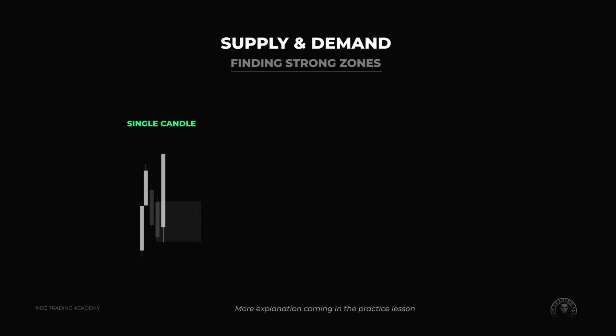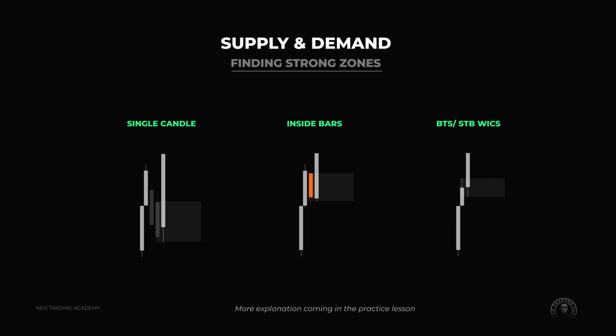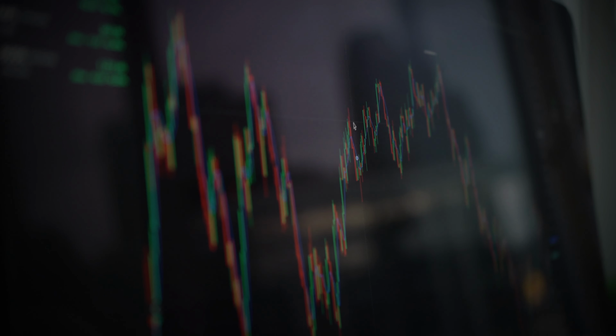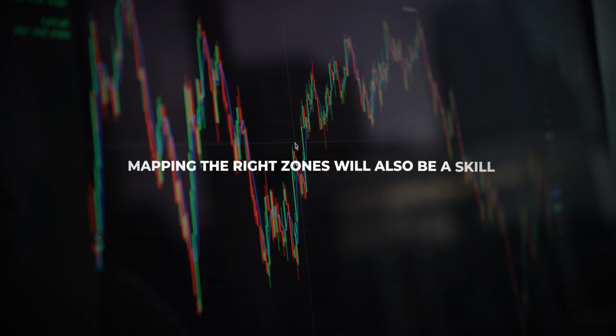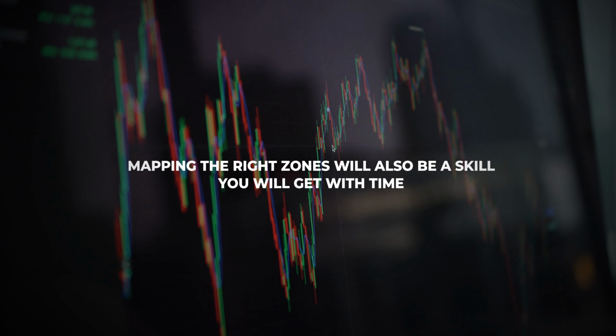So again, what are we looking for? Reaction zones and zones that break structure. These zones will be seen on the charts in the form of a single candle, which can also be refined to body and wick or just wicks, depending on the size, inside bars, and buy to sell or sell to buy ranges. These supply and demand zones can be seen everywhere in the market, so mapping the right zones is a skill you'll get with time.